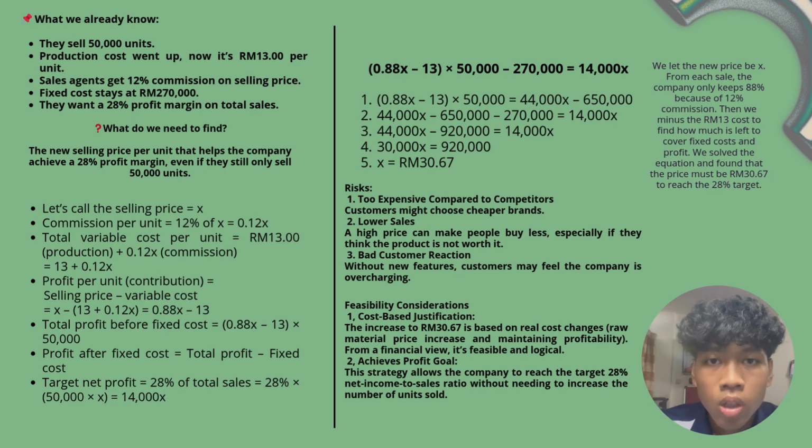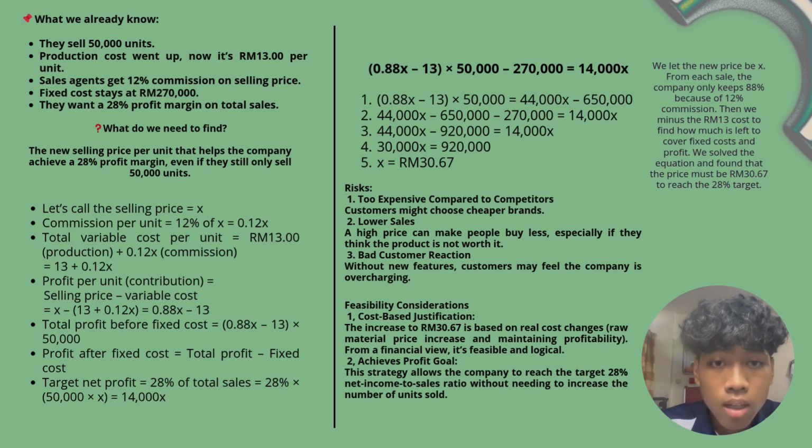So what we already know, the sales is 50,000 units, production cost went up, now it's RM30 per unit. Sales agents get 20% commission on selling price. Fixed cost stays at RM270,000. So the last one, they want a 28% profit margin on total sales. So what we need to find is the new selling price per unit that helps the company achieve a 28% profit margin, even if they still only sell 50,000 units.